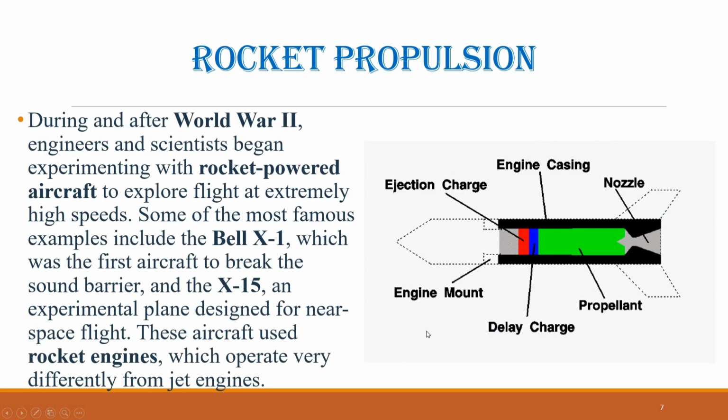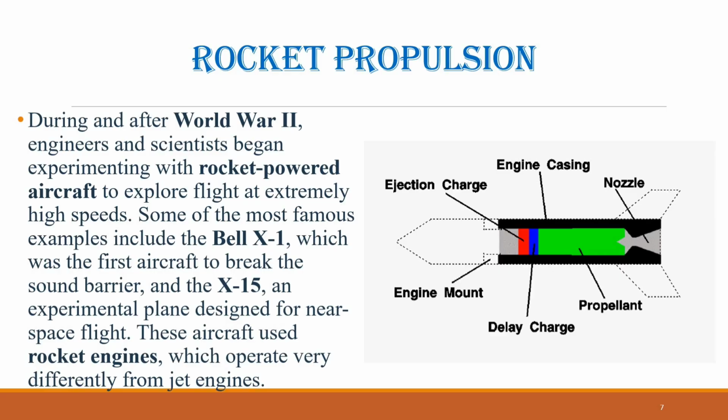Rocket propulsion. During and after World War II, engineers and scientists began experimenting with rocket-powered aircraft to explore flight at extremely high speeds. Some of the most famous examples include the Bell X-1, which was the first aircraft to break the sound barrier, and the X-15, an experimental plane designed for near-space flight.